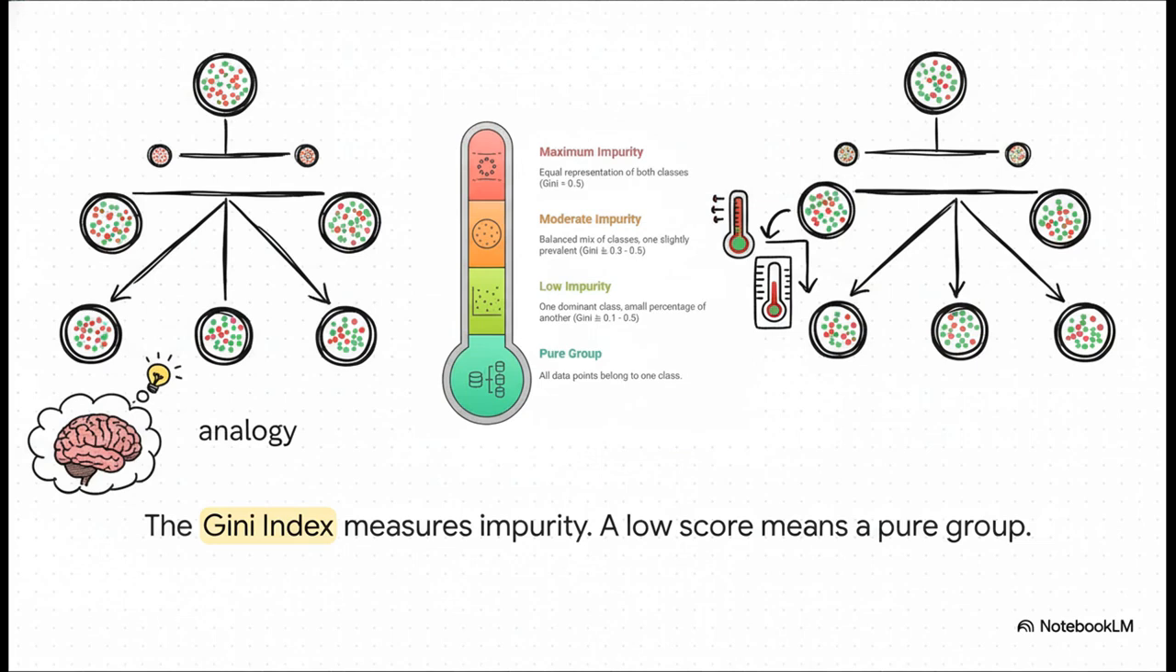So that's regression. But what about classification trees, the ones predicting categories? Well, for those, we use a different yardstick. Instead of measuring variance, we measure impurity. And this analogy is perfect. Think of the Gini index as an impurity thermometer. A score of 0 is perfectly pure, all one class. A score of 0.5 is total chaos, a 50-50 mix. The tree's job is to make splits that bring the temperature down.